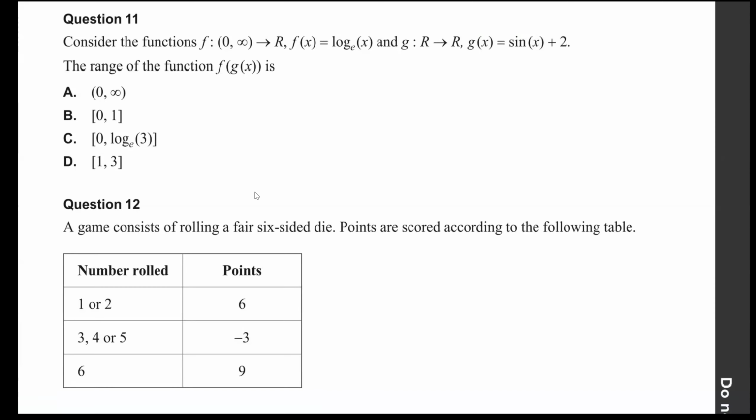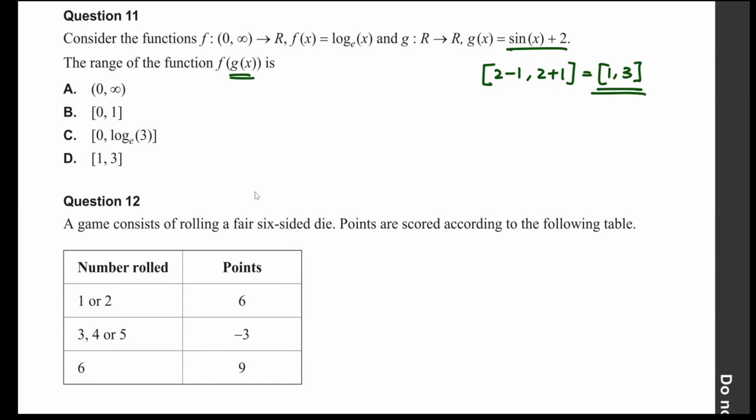Consider the function f of x is log e x and g of x is sine x plus 2, the range of the function. Okay, so basically, if you look at the range of this guy, it is actually 2 minus 1, 2 plus 1, which is 1 to 3. And the range of the inner function is a subset of the domain of the outer function. Yep, 1 to 3 is definitely a subset of 0 to infinity. So the composite function exists.